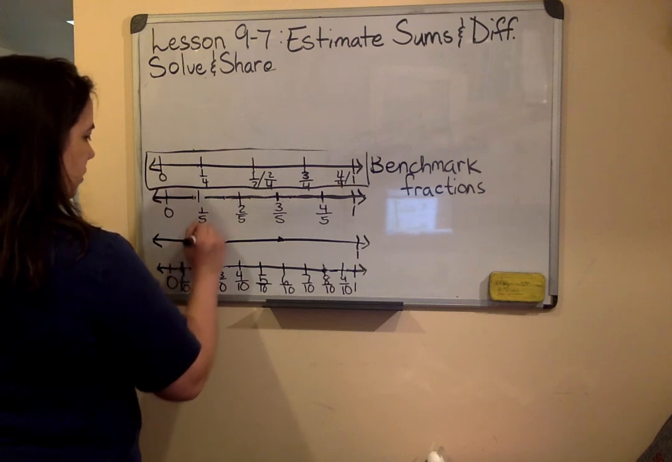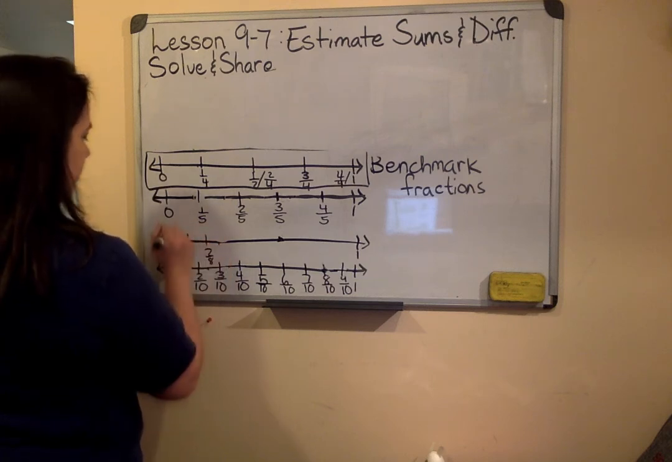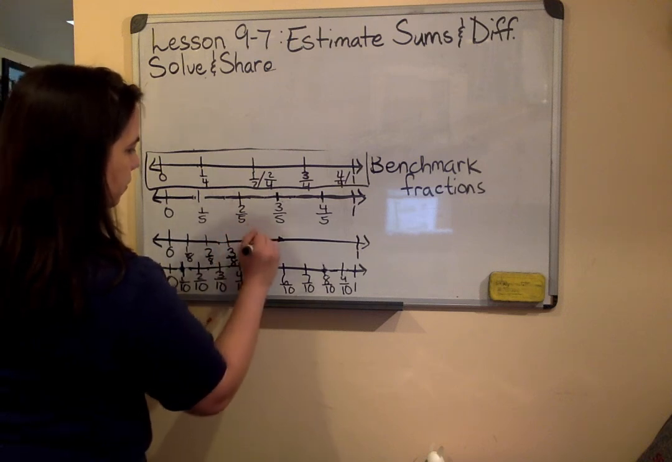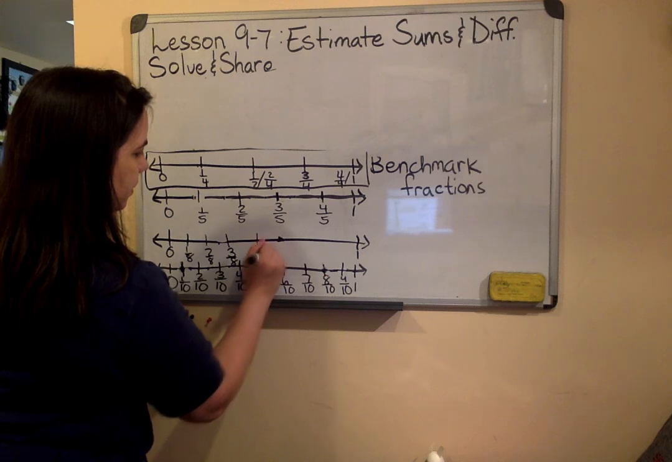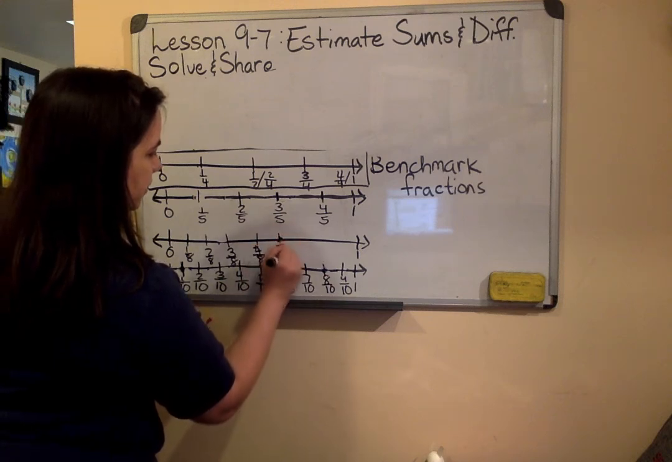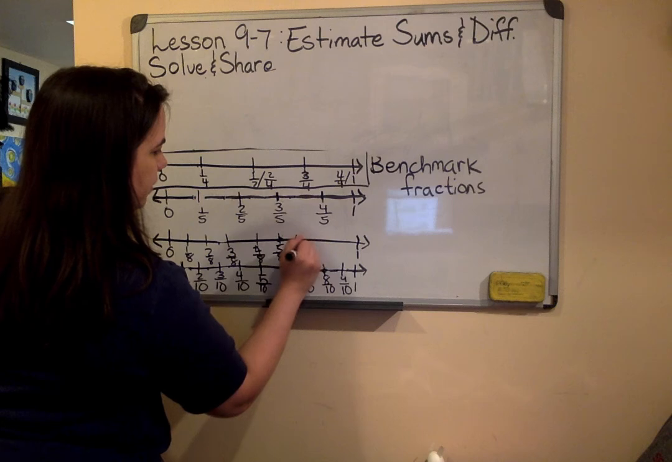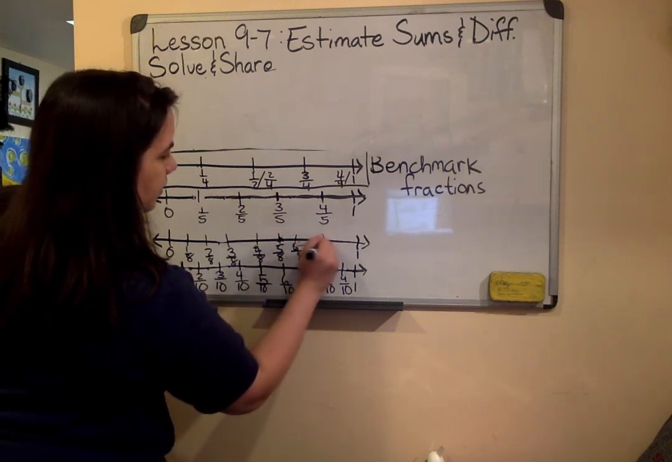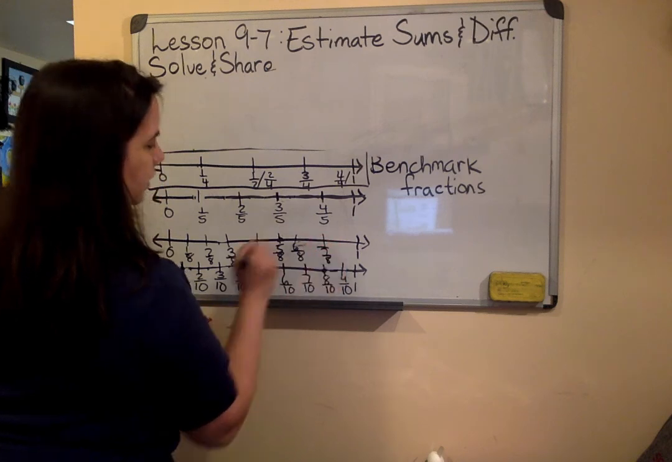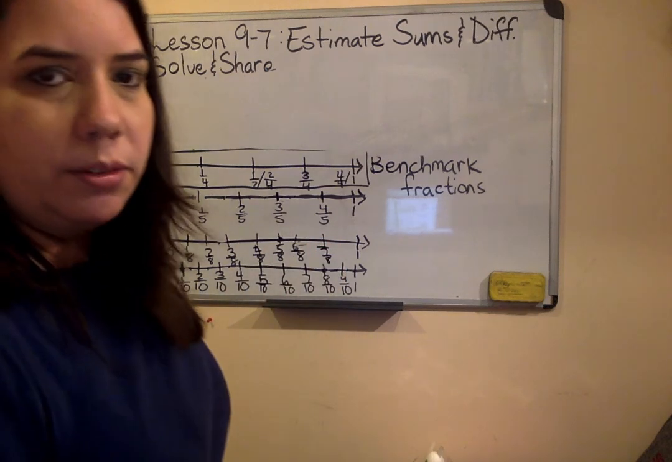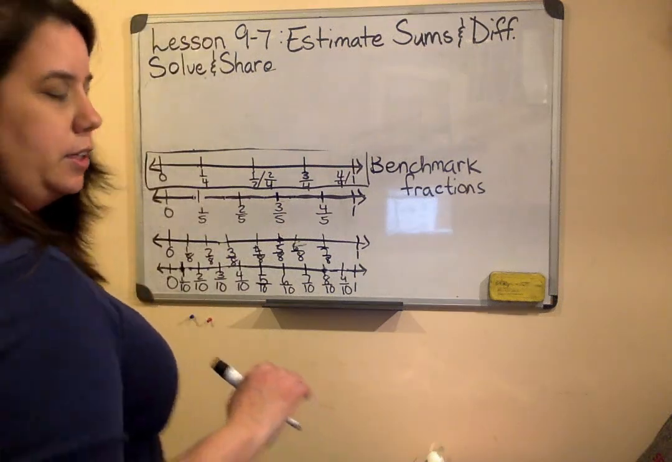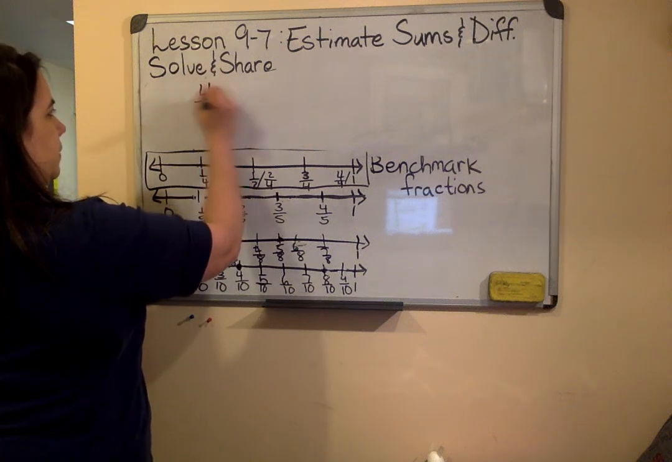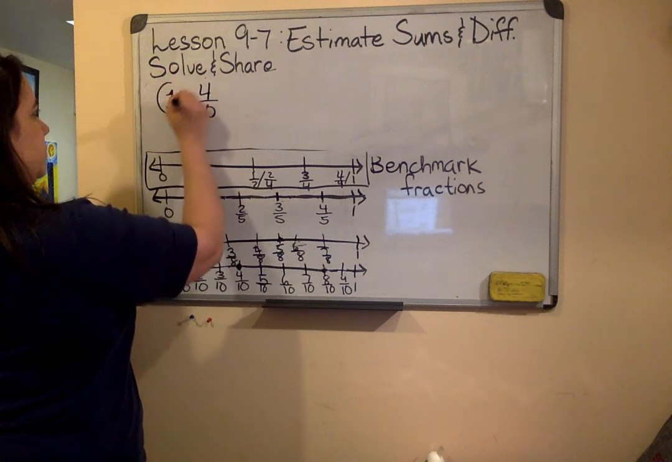1/8, 2/8, 0, 3/8, 4/8, 5/8, 6/8, whoops, 6/8, 7/8, 8/8. Okay, so now we have 4/10 and 3/8. So here's 4/10. And this is for number 1.